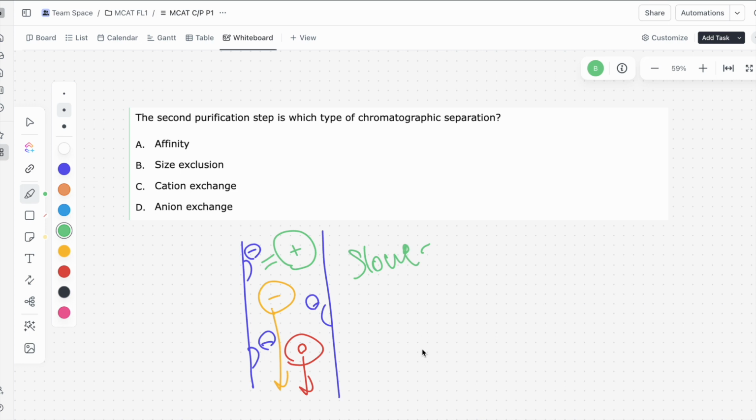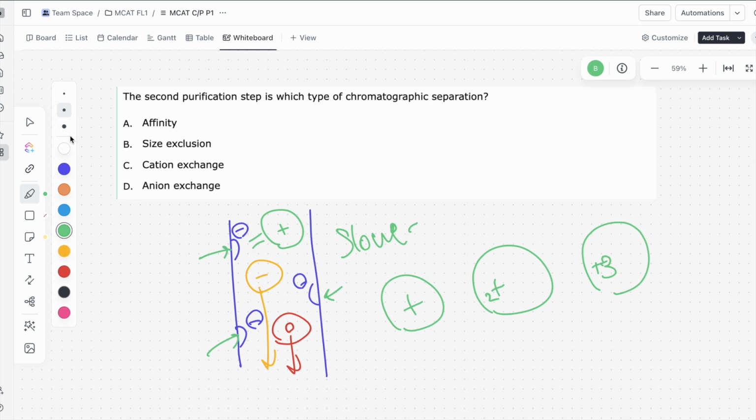And the more positive the molecule is, maybe it's just +1 versus 2+ versus 3+, the more strongly it's going to interact with these negatively charged side molecules stuck onto the side of the tube, and the slower it's going to go through the column, okay? The difference between cation exchange and anion exchange is that in cation exchange these molecules are negatively charged, and in anion exchange the guys on the side are positively charged. So cation exchange is when the protein that you want is positively charged, and anion exchange is when the protein that you want is negatively charged.